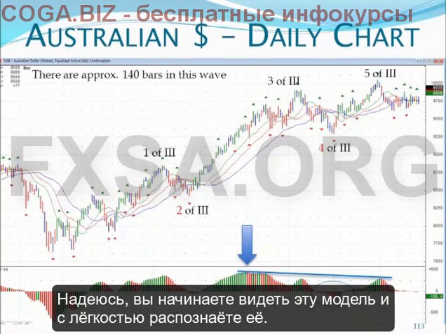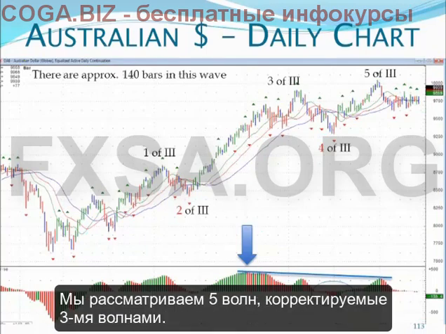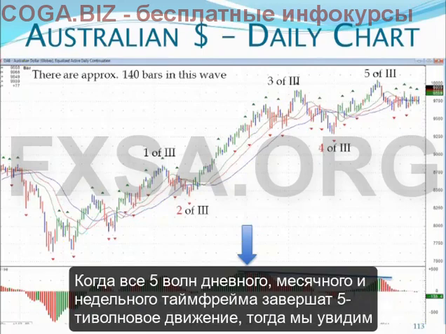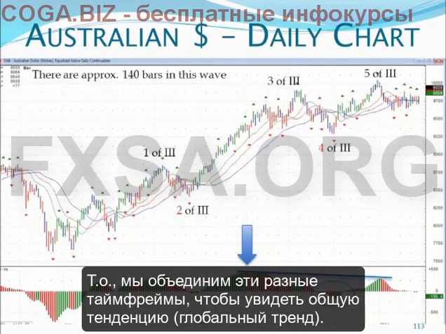Hopefully you're starting to see this pattern, have a little pattern recognition. We're looking at 5 waves corrected by 3 waves, 5 waves corrected by 3 waves, and we get to a large degree or a point 0 when all 5 waves of the daily, the monthly, and the weekly have completed a 5-wave move. Then we're going to see a move in the opposite direction. So we're going to combine these different time frames to see where the overall trend is.